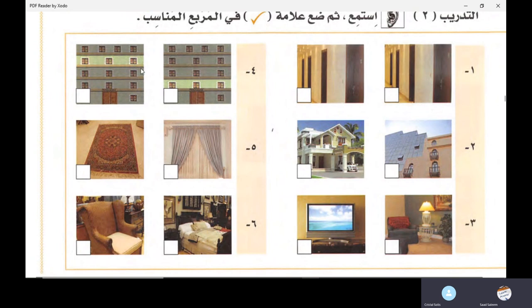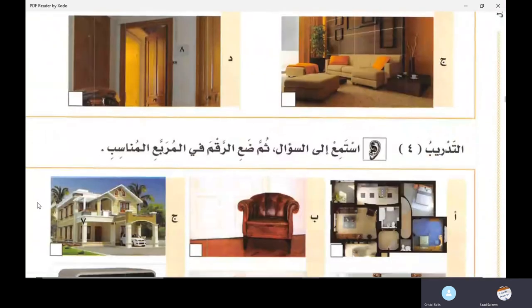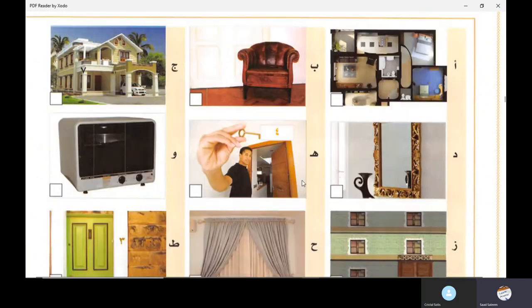The apartment is on the first floor. The first one. Sajjada, carpet. The second. Sarir, bed. The first. And leave it. Okay, leave it.